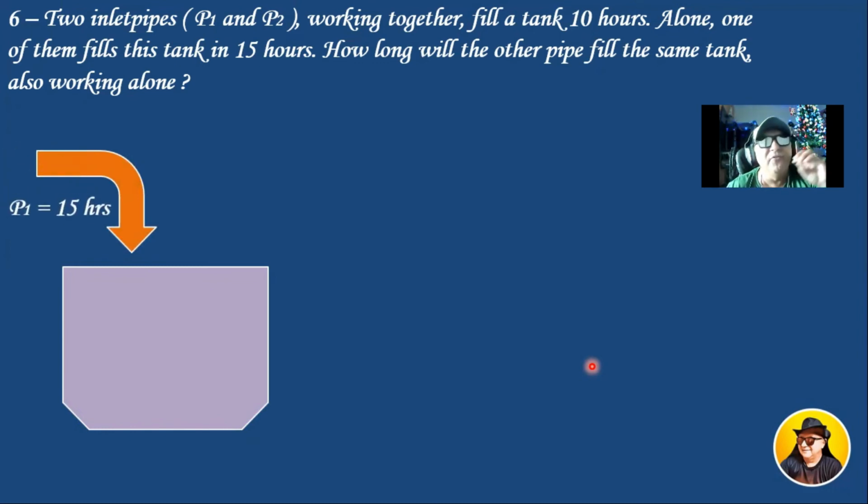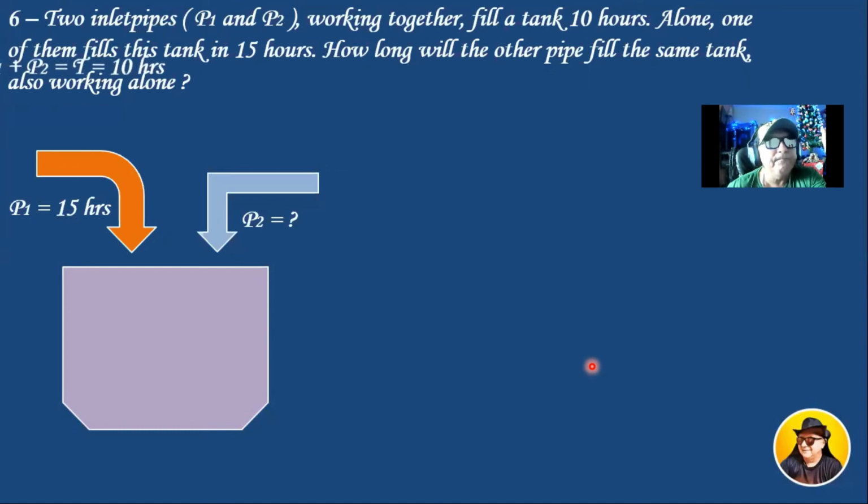So pipe 1, working alone, fills this tank with water in 15 hours. Pipe 2 fills this tank working alone in some number of hours. I don't know yet, but I'm gonna find it, okay? But one thing I know is that working together, pipe 1 plus pipe 2, they fill this tank in 10 hours. Okay, the problem gave me this point.